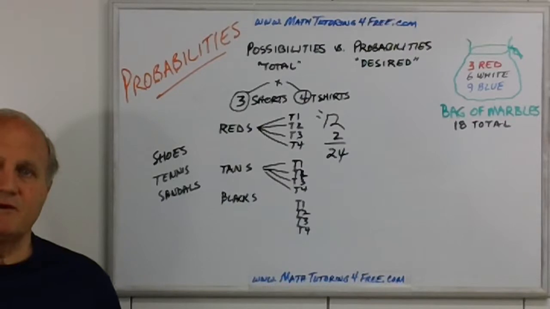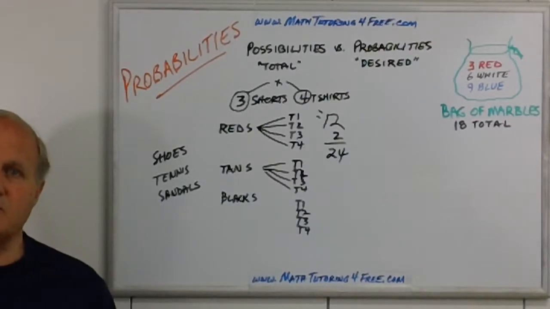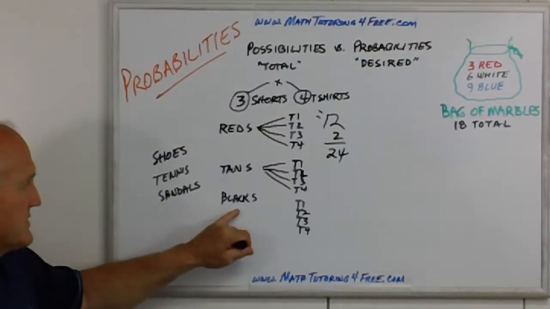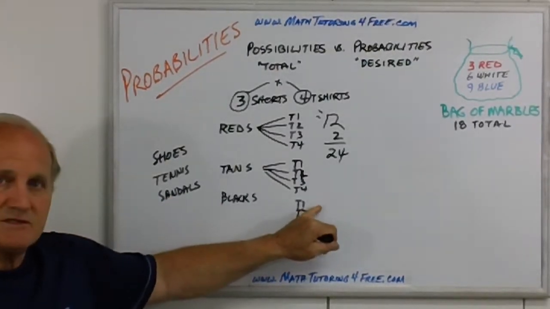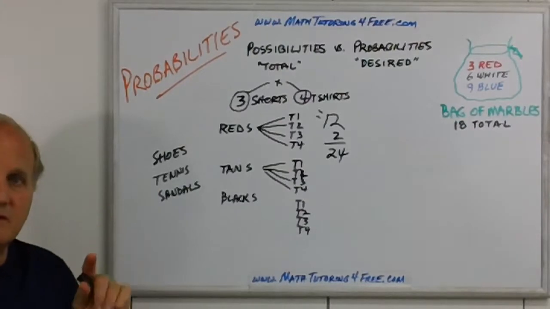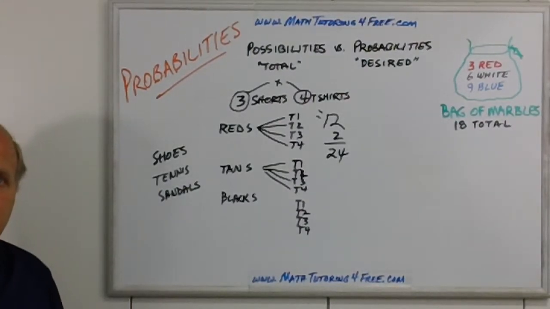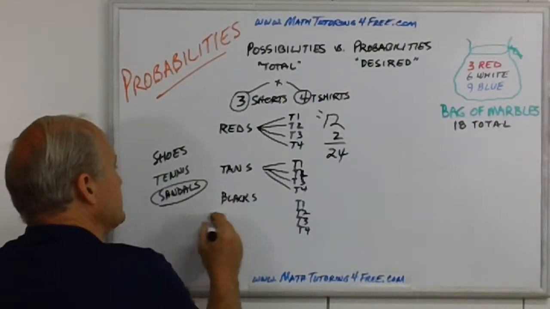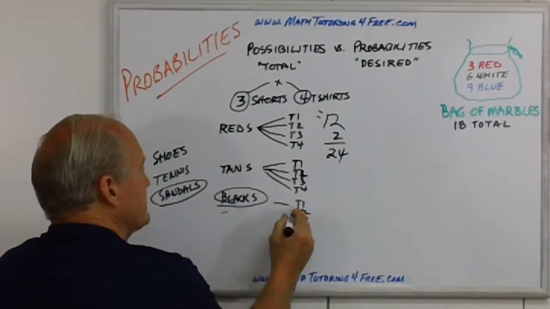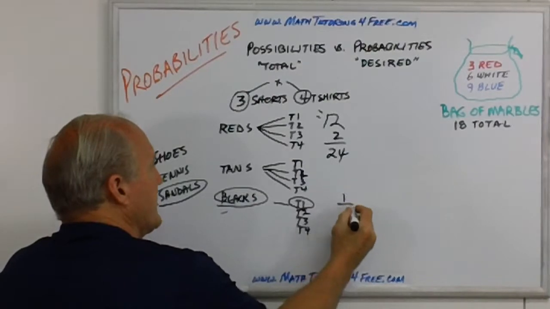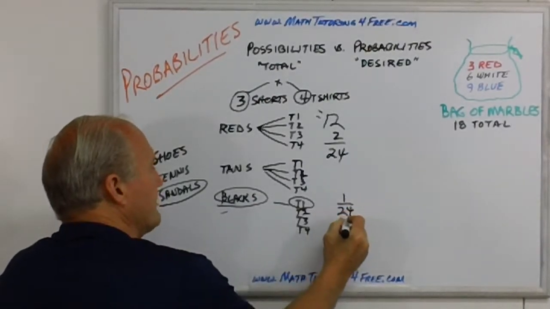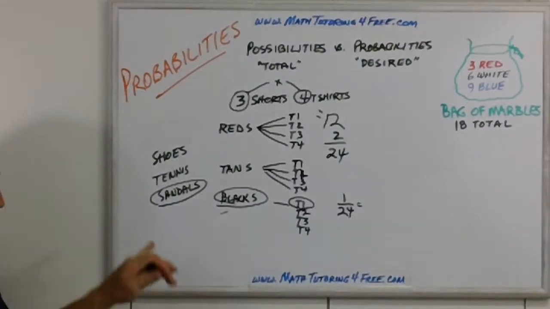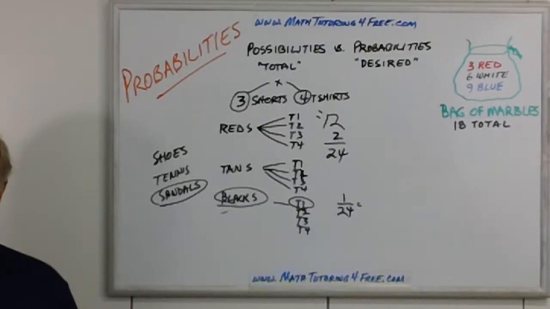Okay? Now if we looked at the probability of, let's say, wearing sandals with the black shorts and the first t-shirt, well, there's only one possibility out of that, isn't it? So we'd say the probability of wearing the sandals, the black shorts, and the first t-shirt would be 1 out of a total of 24. So that's how we express the probability of that particular combination.